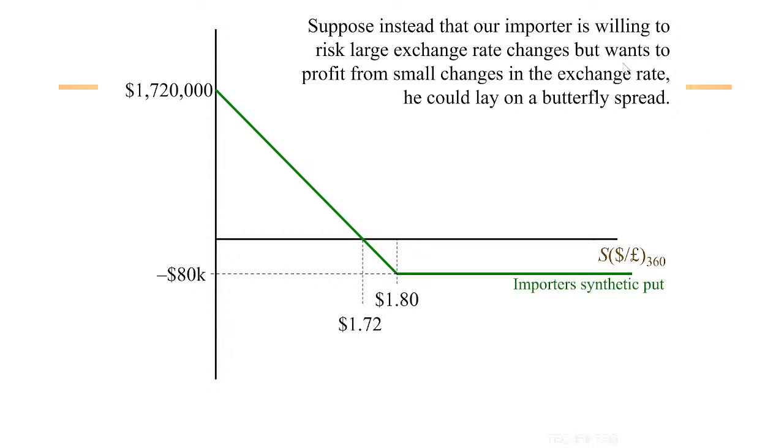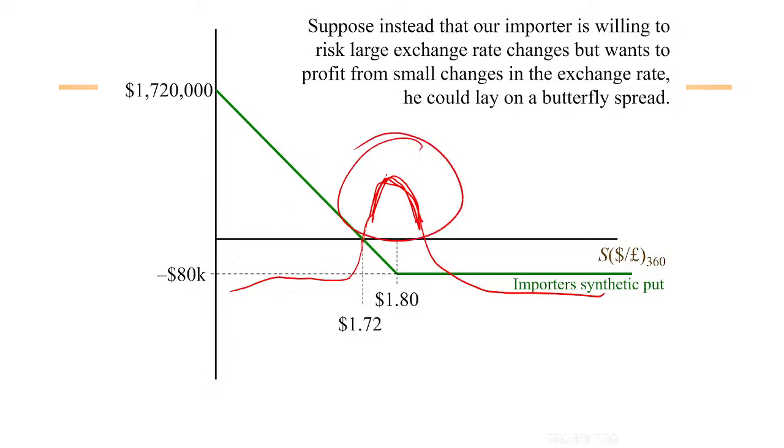And suppose the importer is willing to risk large exchange rate changes, but wants to profit from smaller changes. So we want to have some kind of profit right there. And if it goes up big time, goes down big time, we'll have some kind of loss right there. We want to limit there. So if the exchange rate doesn't move a lot, we have a profit. If it moves wildly, we'll just protect it with this option premium. And this is what we call a butterfly. Can we do something like that?